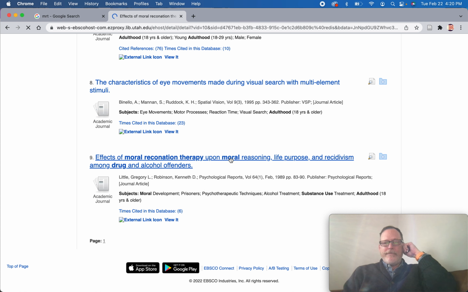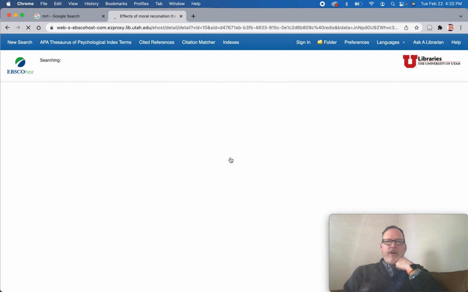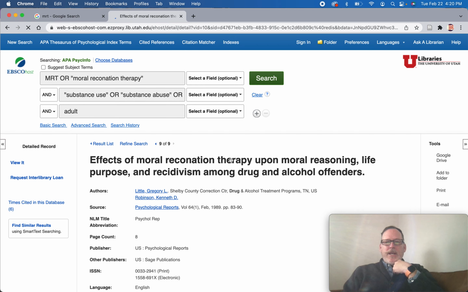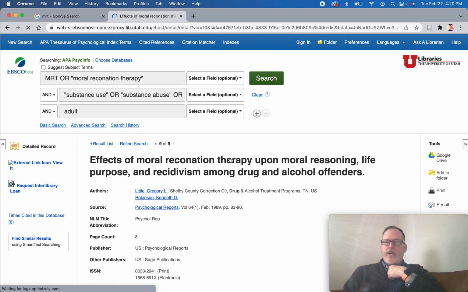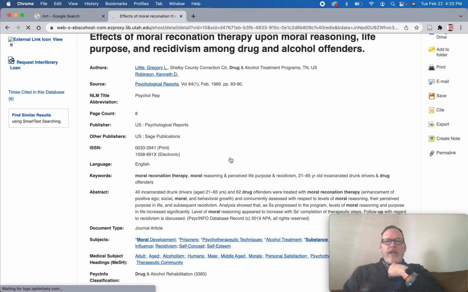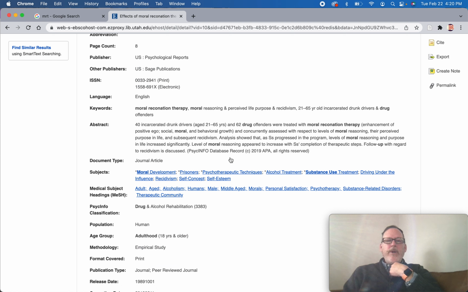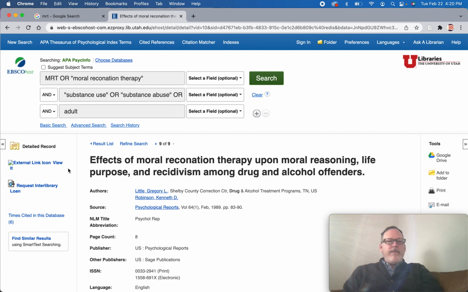Effects of the reasoning. So this wouldn't be too bad. You would just have to go through the beginnings of a couple of articles and maybe get into the full text and see what the first page or maybe what the conclusion is. And then you should be ready to go. 40 incarcerated drunk drivers and drug offenders were treated with moral reincarnation therapy. Oh, look at that. Enhancement of positive ego. So it even describes it as well. Okay, this is how I would go. So this one has a view it.